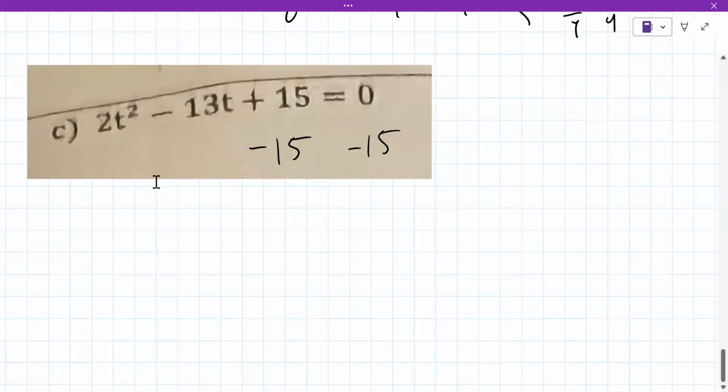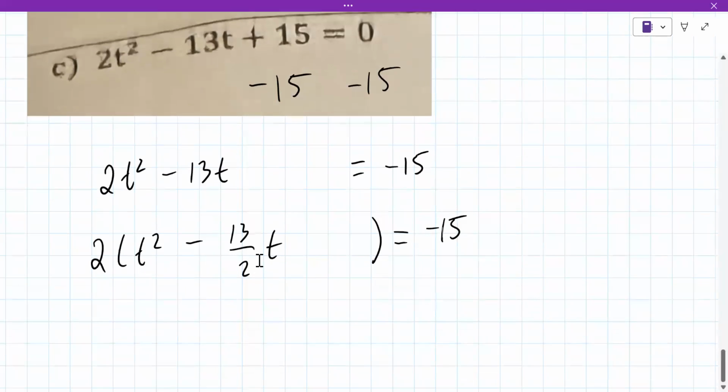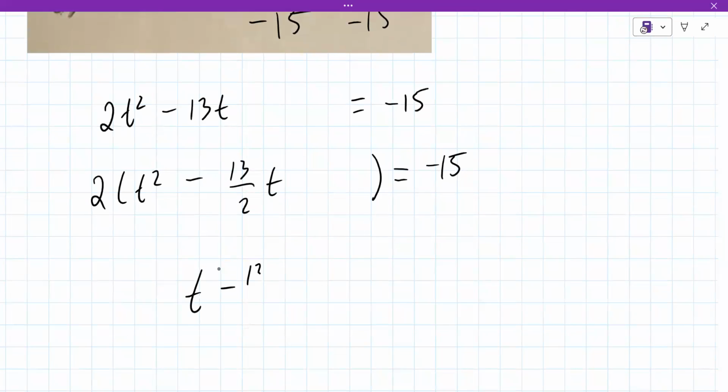And these are like, you would never do it this way. You would never complete the square to solve a problem like this, just in a forced situation like a final exam, but it can be done. And it doesn't mean it's easy. It just means, hey, it can be done. So half of this is t minus 13 over 4.